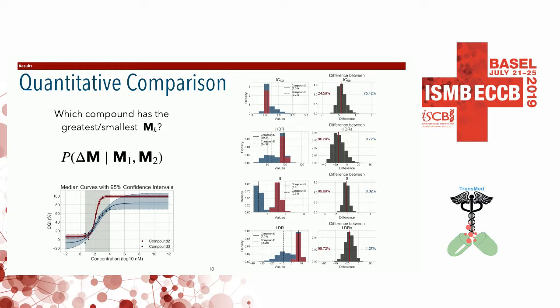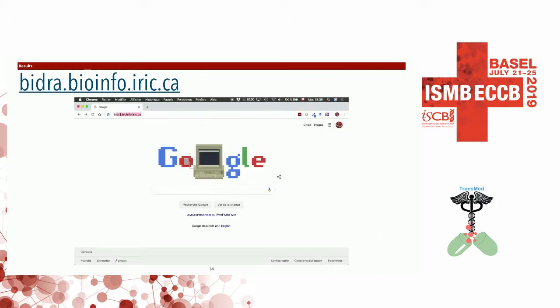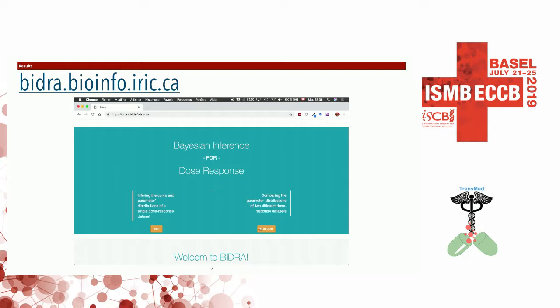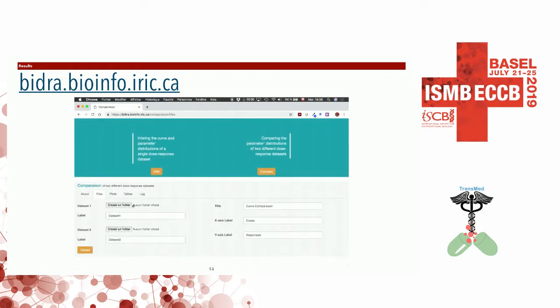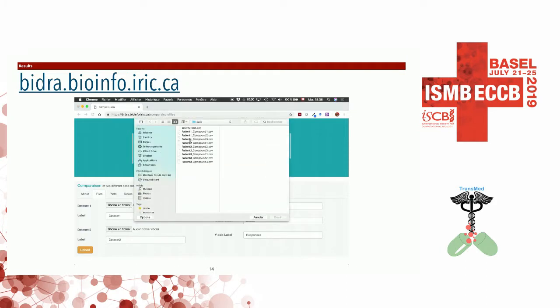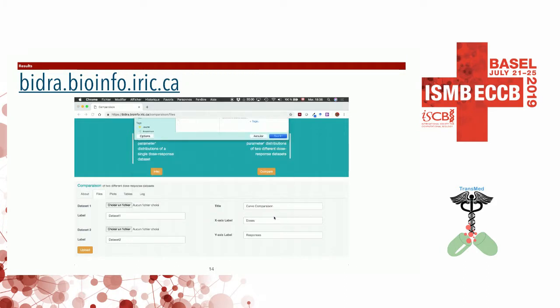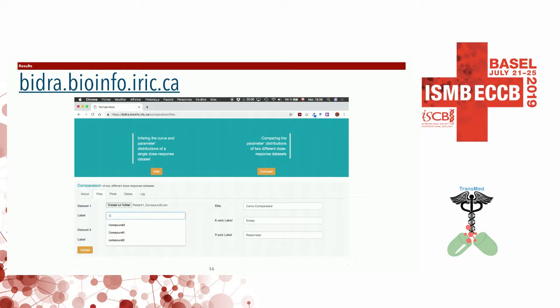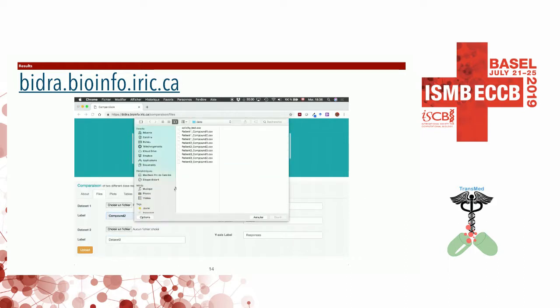All of this is very nice, but for our friends, the medicinal chemists and the biologists, it's not always trivial to implement the Bayes theorem with an MCMC. So we implemented a web interface called BIDRA, for Bayesian Inference for Dose Response Analysis.